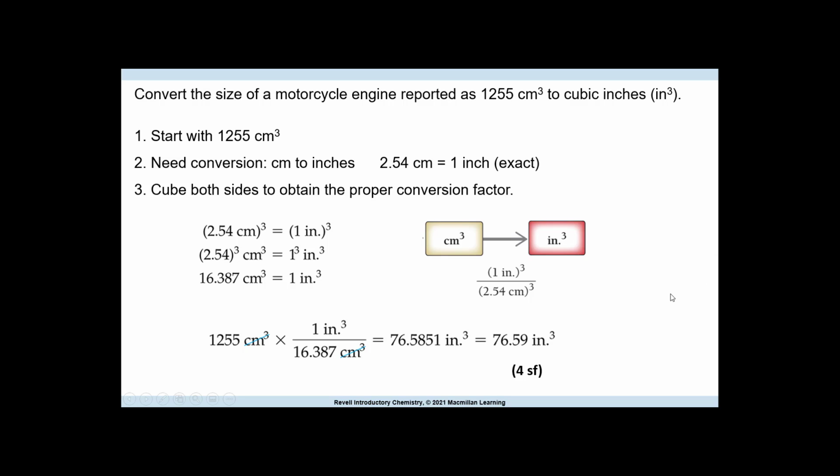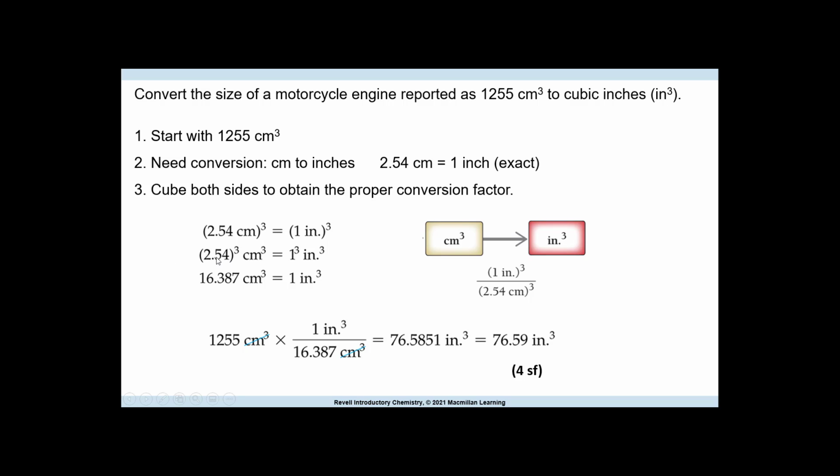All right, one more. Convert the size of a motorcycle engine reported as 1,255 centimeters cubed to cubic inches. So again, pull out what we start with: 1,255 cubic centimeters. We need to convert centimeters to inches. We have a perfect conversion, which is exact, even though they're two different measuring systems: 2.54 centimeters equals 1 inch, and cube both sides to obtain the conversion factor. So we set it up and we cube everything in it.